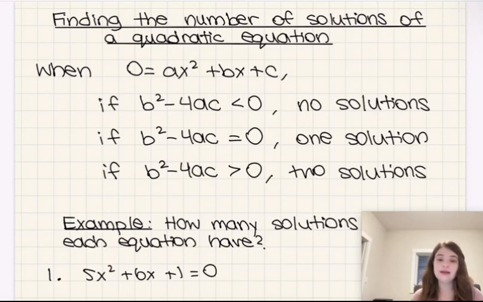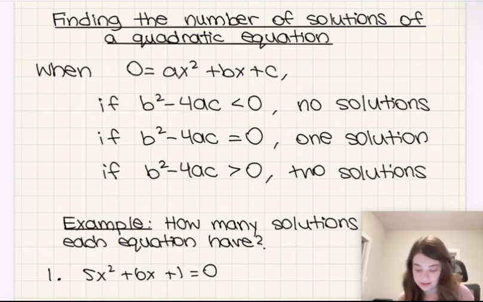Okay, so basically, when we have 0 equals ax squared plus bx plus c, or y equals ax squared plus bx plus c, if b squared minus 4ac is less than 0, then we have no solutions. If it's equal to 0, there's one solution. And if it's greater than 0, then we have two solutions. So every quadratic has either 0, 1, or 2 solutions. Keep in mind, we're only focusing on real solutions, as this is algebra 1. Complex numbers in general won't come until algebra 2.